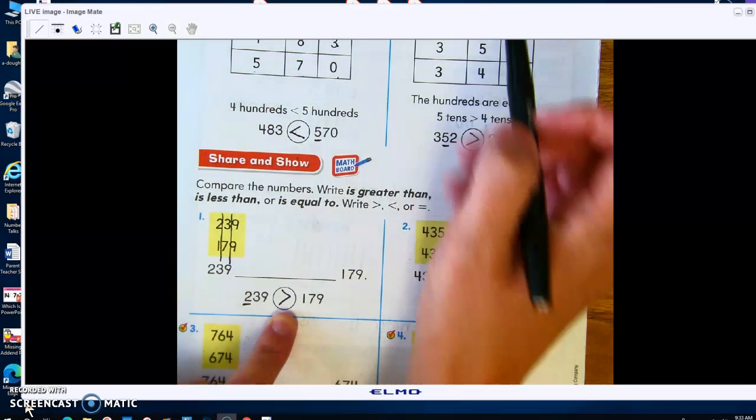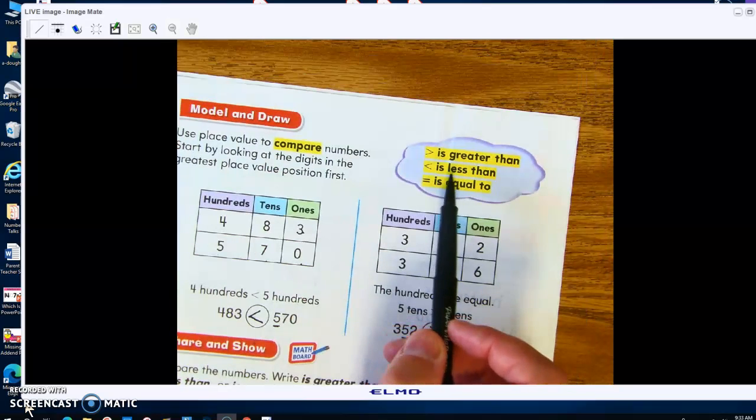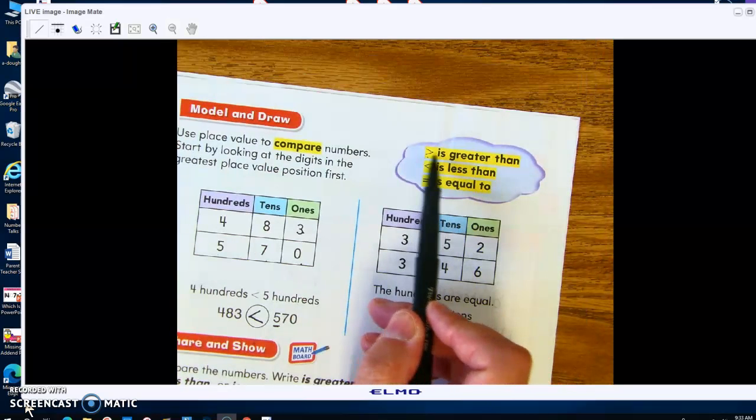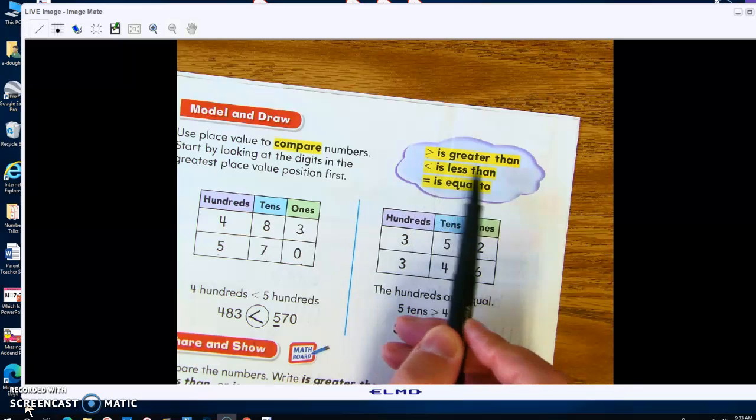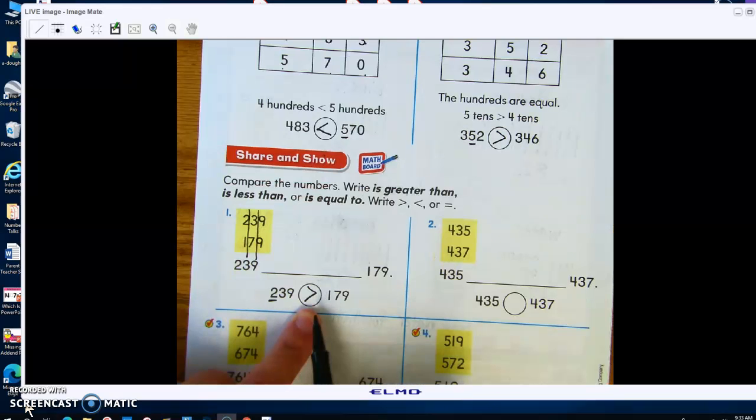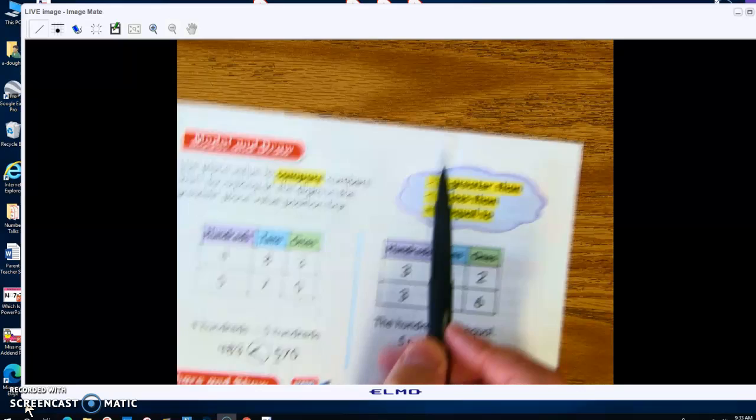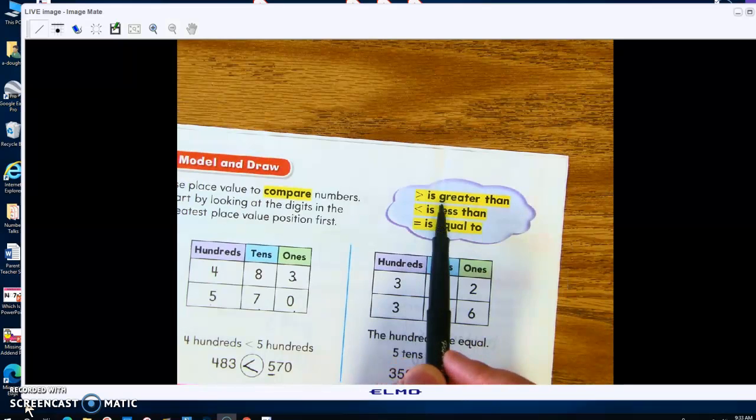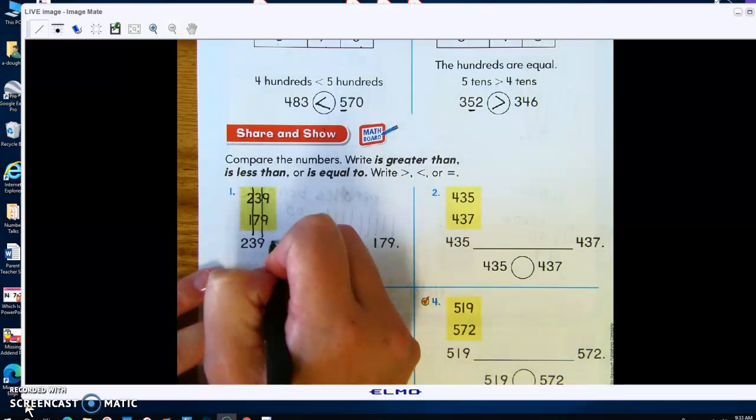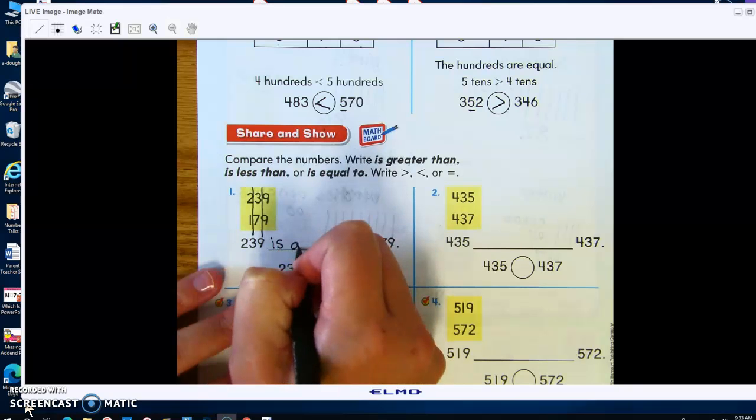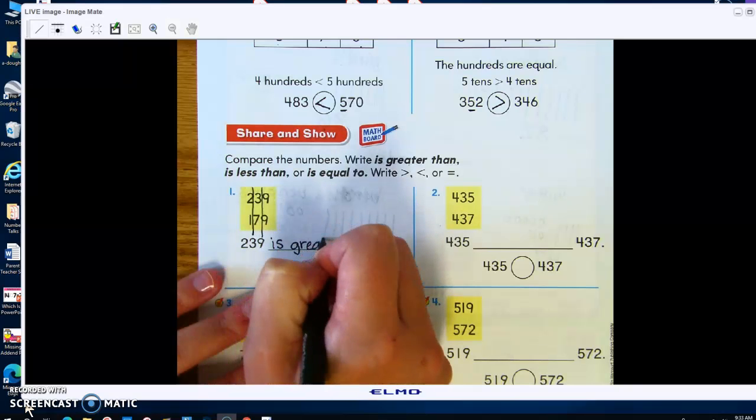Greater. Look, you can even look up here. It'll tell you. We got a cheat right here. This one means greater than. This one means less than. This one means equal to. So here's mine, and it looks like this. So I'm going to write is greater than. 239 is greater than.